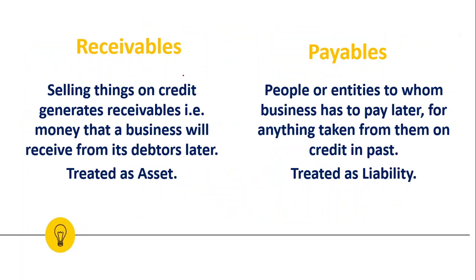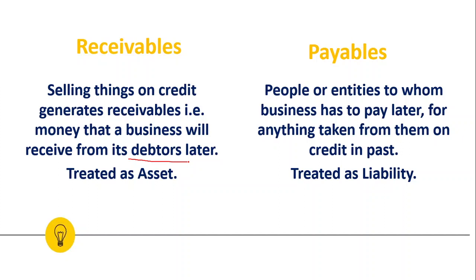As we earlier covered these two concepts, let's look at them once over again to get a better understanding of what can be termed as receivable and payable. The first thing is receivable. Selling things on credit generates your receivables. It's the money that the business will receive from its customers to whom the goods are sold on credit, and those customers from the business perspective will be treated as the debtors of the business. Debtors are people or entities to whom the business sold the goods on credit, and the money from them will be received in future. So debtors are those people and entities.